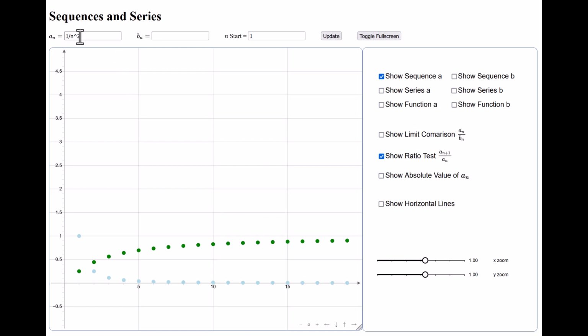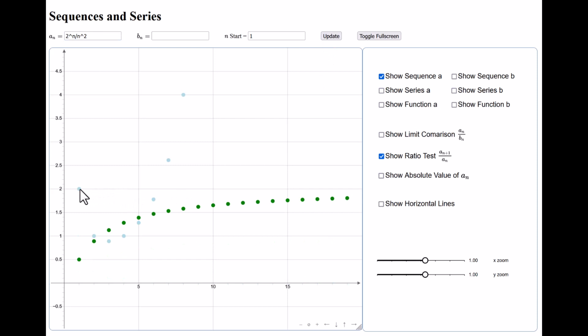So let's look at a different kind of series. Let's look at, say, 2 to the n over n squared. So 2 to the n is exponential, n squared is polynomial. An exponential is going to grow much faster than a polynomial. Let's see what happens here. This should diverge.